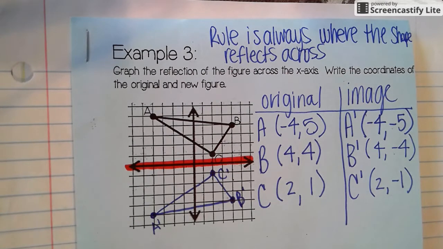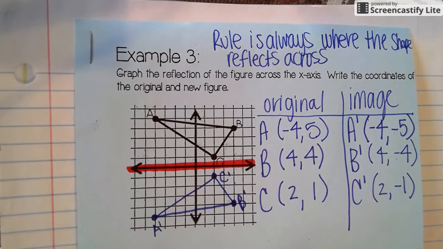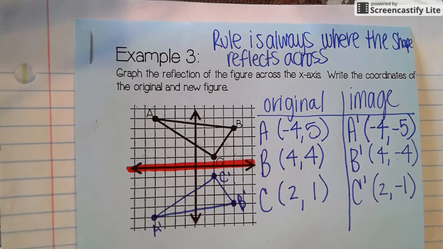So kind of the rule or a way to check is that if you reflect across the x-axis, your y values are going to change. So if it was a positive, it changed to a negative and so forth.